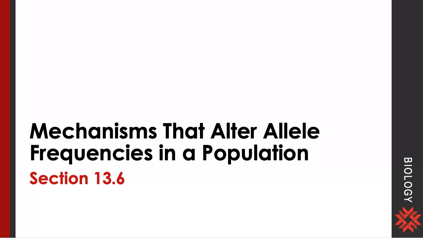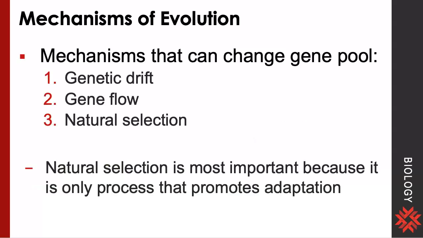Now we're going to move on to section 13.6. In this section, we are looking at different mechanisms of evolution. So we've already talked about how evolution is these populations changing over time, and we already talked about Darwin saying that natural selection is the mechanism for evolution, but there are actually a couple of other ways that these populations can change over time. Genetic drift and gene flow are two other ways that these populations change over time.